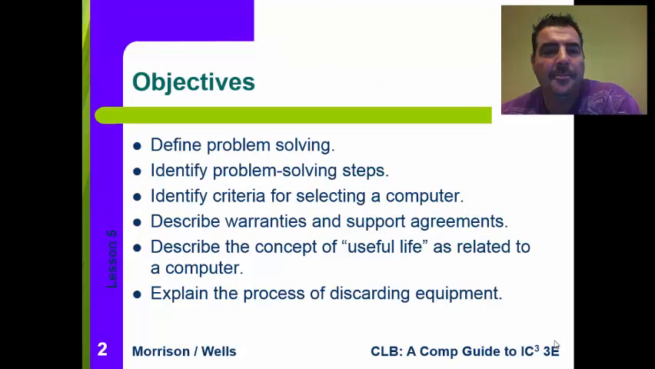Computer-related issues. A couple of things we're going to go over today. We're going to go over defining the problem-solving system, and we're going to identify the different steps of doing it. We're going to take a look at the criteria for selecting and buying a computer. We're going to talk about warranties and support agreements. We will go over the idea of what a useful life for a particular computer might be, and then we'll explain the process of discarding equipment and why you might want to do that in a specific way.